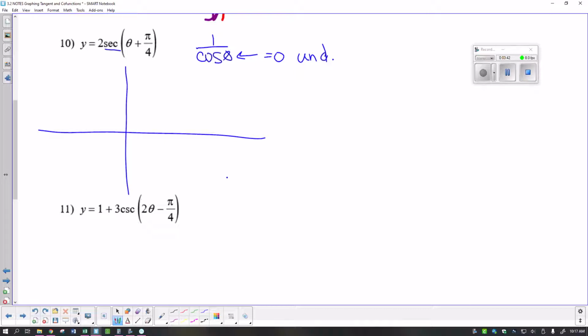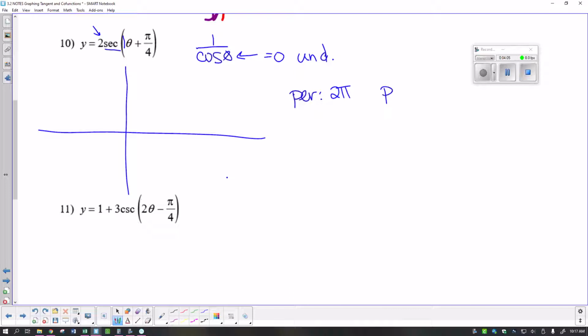Couple things that we want to do though is we want to keep looking at this 2 because that's going to help us figure out where our cosine function is going to go. Other things is we want to figure out our period, which is going to be the same as our cosine or our sine functions would be. So I would take 2 pi divided by our b value, which is 1. So that comes out to be 2 pi.